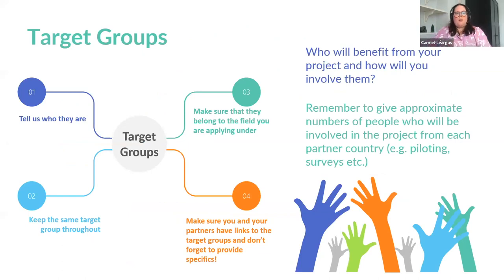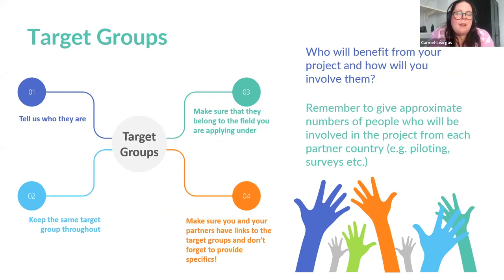Then in terms of target groups, it's really looking at, okay, who are we targeting or working with? Who will benefit from your project and how will they be involved? So remember to give approximate numbers of people who will be involved in the project from each partner country. Example, piloting and surveys. So tell us who they are, who are you working with? Who is this project going to impact?